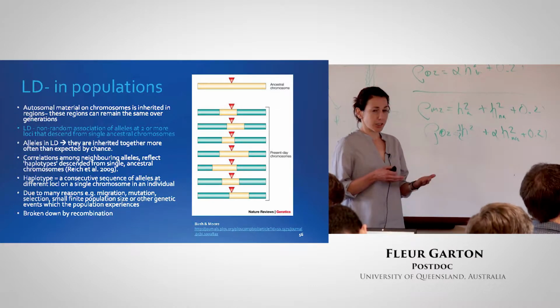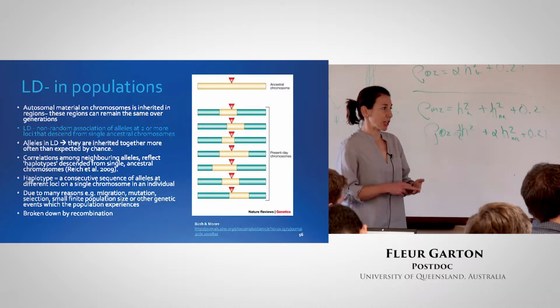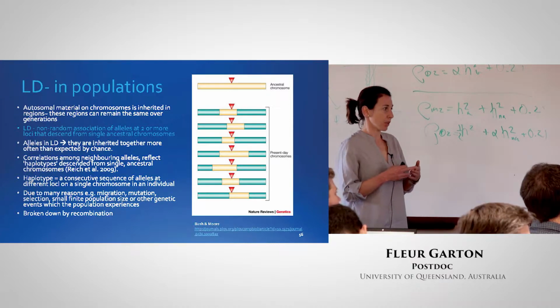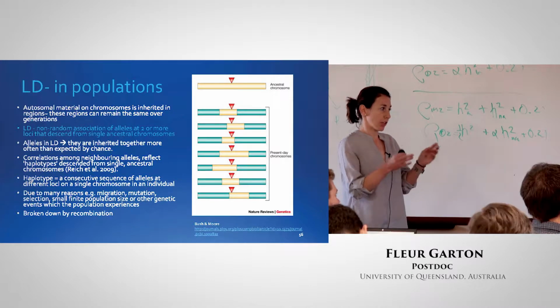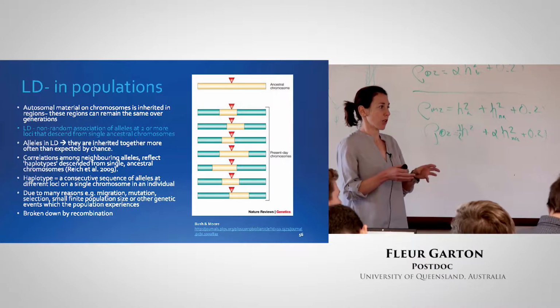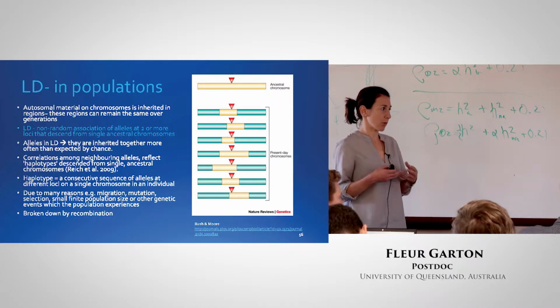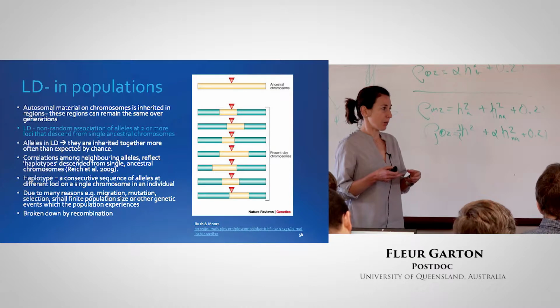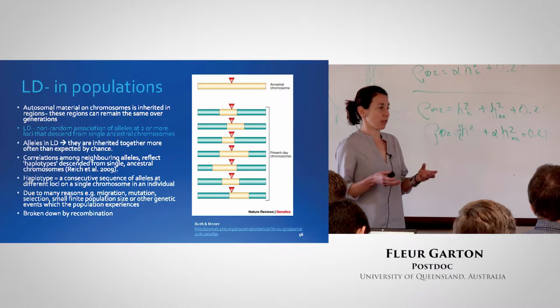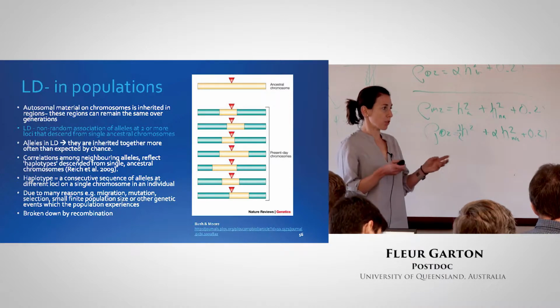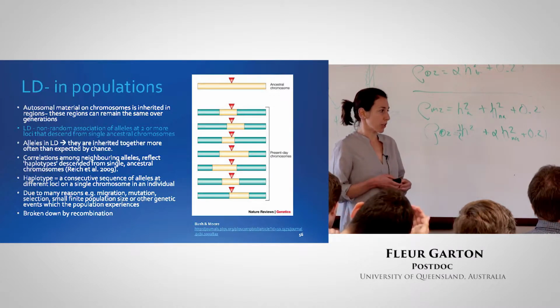Due to many reasons, so migration, mutation, selection, a small finite population size like a bottleneck or other genetic event that the population experiences may be why a particular haplotype exists. And this, of course, is broken down by recombination.